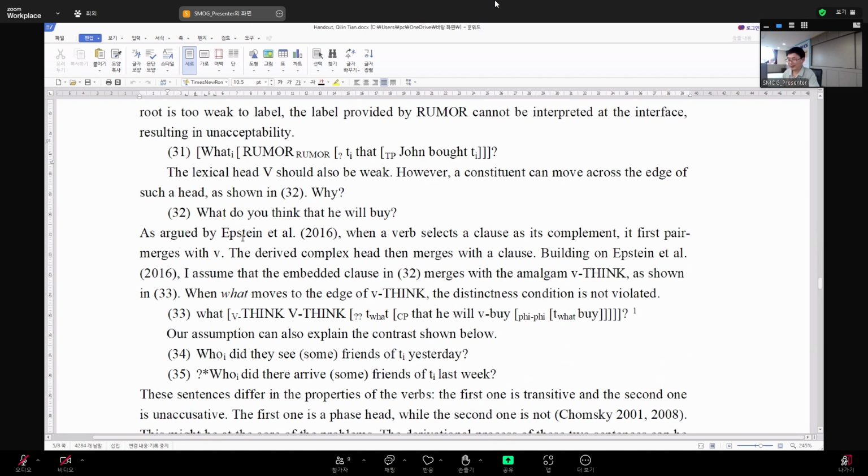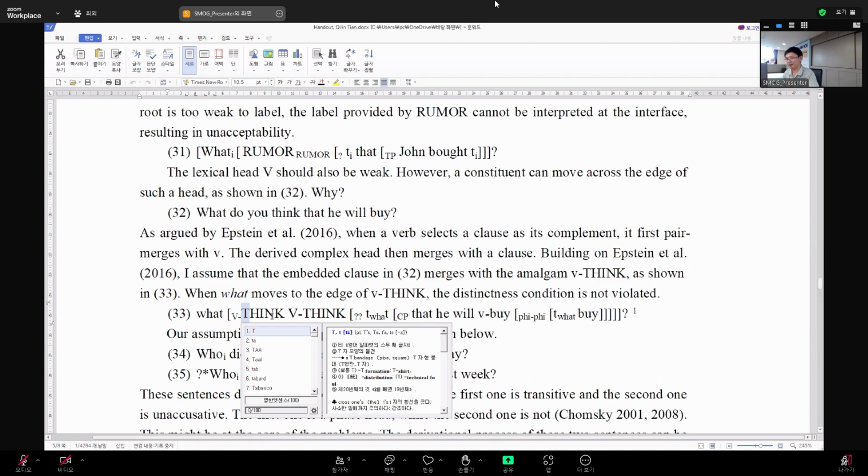As argued by Ashton et al., when a word selects a clause as its complement, it first pair-merges with the V, and the derived complex head merges with this clause. Building on Ashton et al., I assume that the embedded clause in 32 merges with the amalgam V-think, as can be seen in 33. When what moves to the edge of this complex head, it should cross this node, and then the distinctness condition will not be validated.